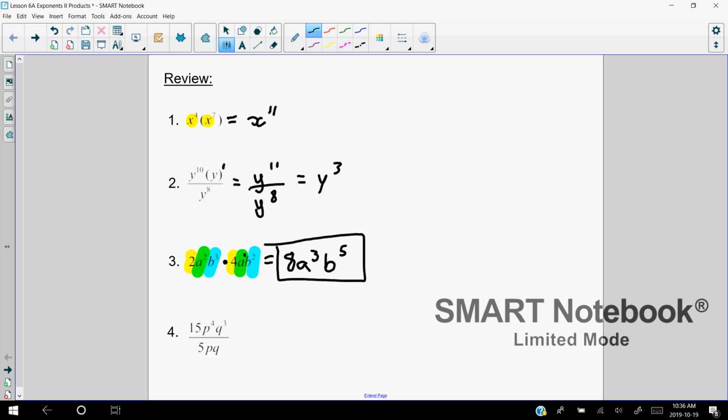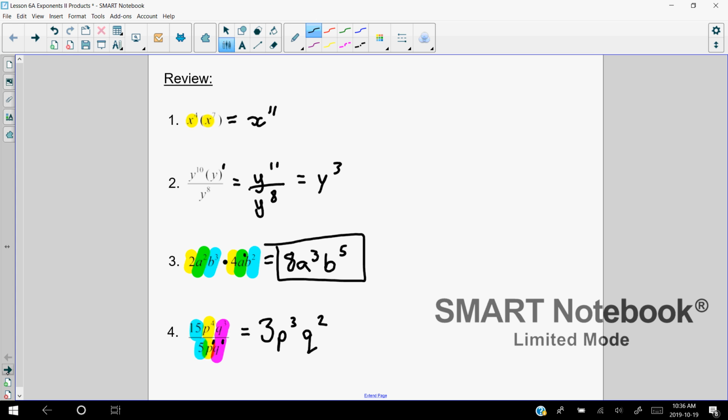Same thing works for division. I have coefficients, I have p's, and then I have q's. So I notice that on the bottom, both of mine, I need to add in invisible ones. So I have 15 divided by 5, which is 3, p to the power of 4 minus 1, which is 3, and q to the power of 3 minus 1, which is 2.